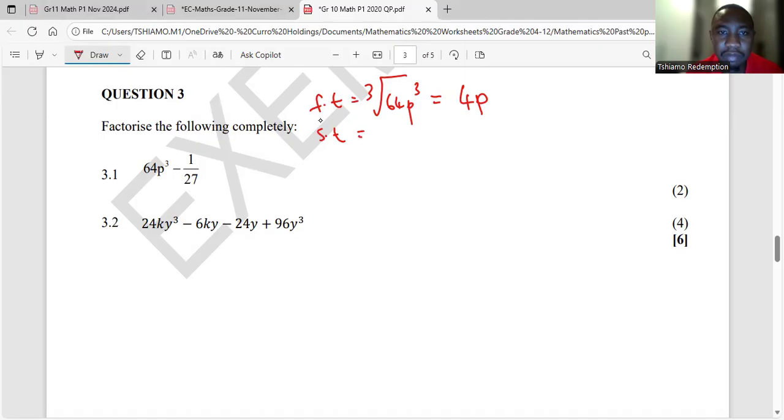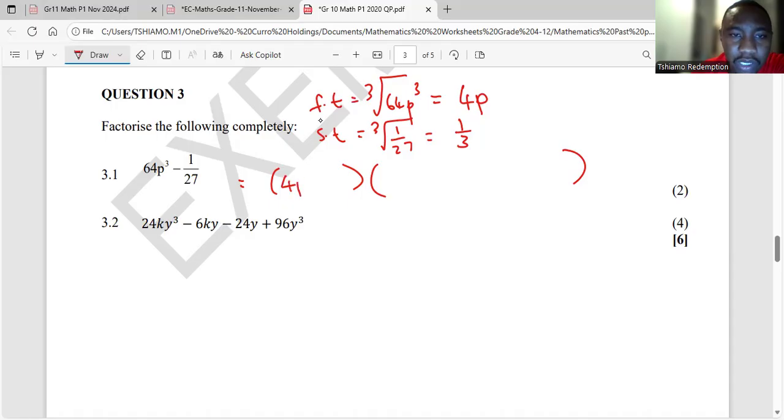And then the second term, the cube root of 1 over 27 will be 1 over 3. So we're going to deal with those two. So how do we do it? We have a smaller bracket and a bigger bracket. The smaller bracket will be first term minus second term, which is 4p minus 1 over 3.